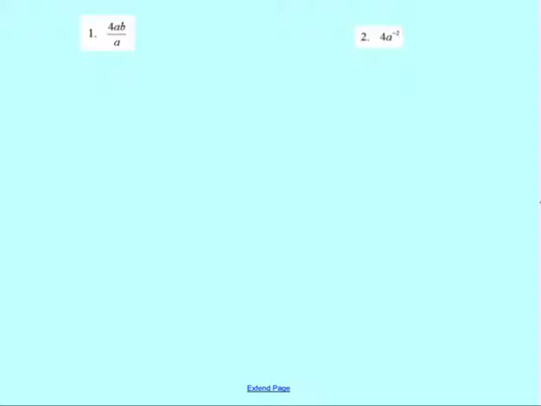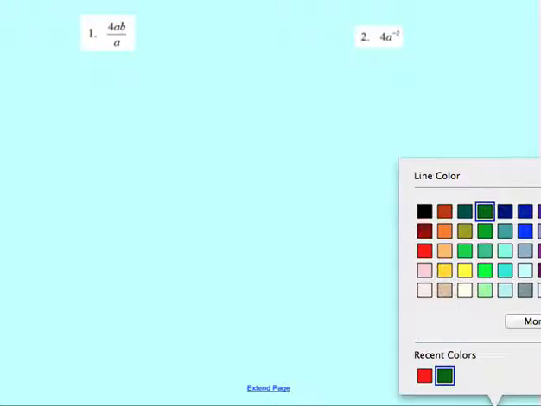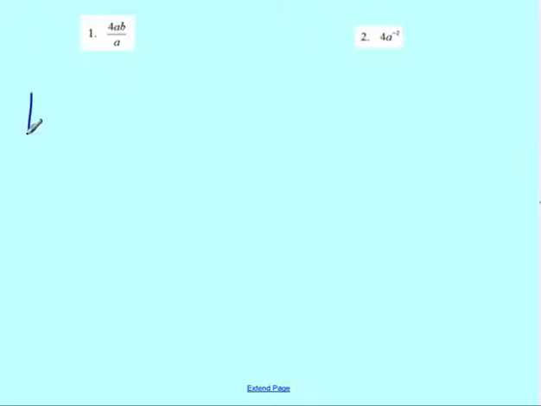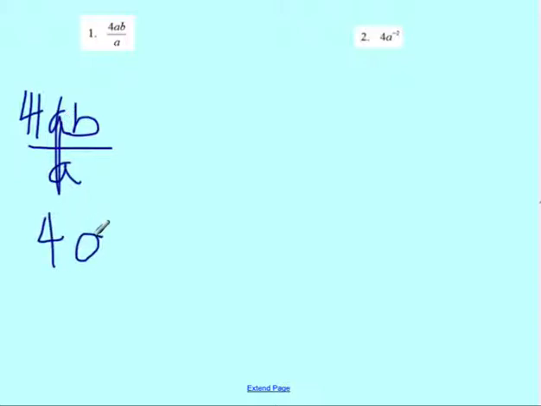Okay, so let's take a look at these. Right now, for number 1, I have 4ab over a. Well, think about it this way. When we did 2 divided by 2, 2 divided by 2 is equal to 1. A over a is also equal to 1. So those a's are going to cancel out. Then we're left with 4b.